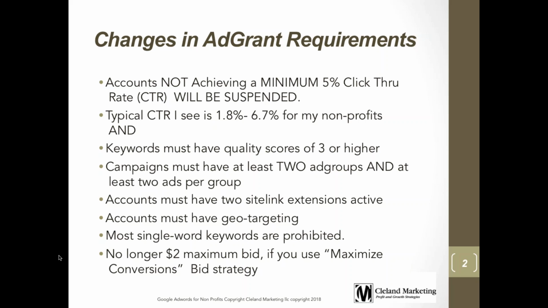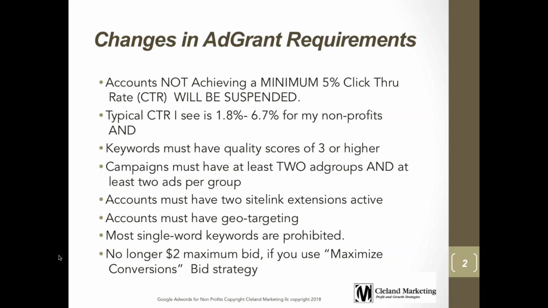In the new ad grant requirements, single word keywords are prohibited. So if you, for example, are offering services for homelessness, you would not want to advertise only for the keyword homeless or homelessness. You would want to make sure you modify that keyword in some way, whether it's serving the homeless, or homelessness services, or clothe the homeless. You need to have multiple thoughts or modifiers in your keywords that you're trying to show your ads for.